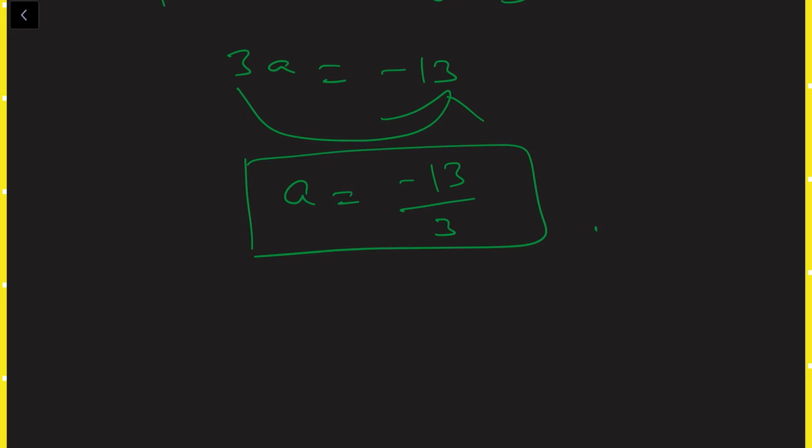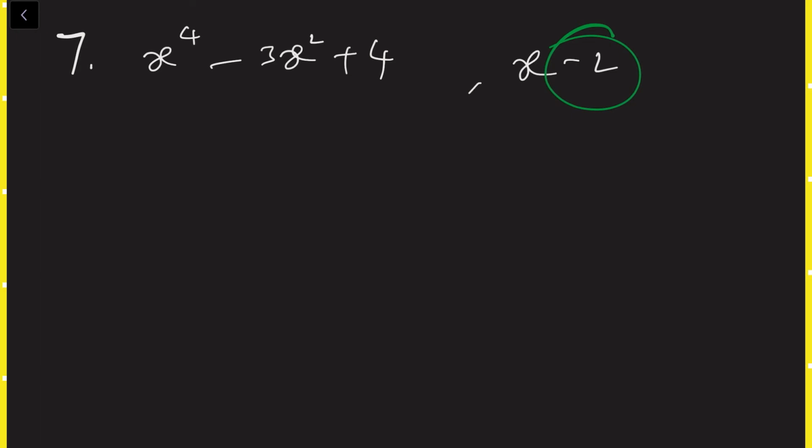Next, let us move to the seventh bit. In the seventh bit, they ask to find the remainder when f of x, that is x power 4 minus 3x square plus 4, is divided by x minus 2, as well as verify the result by the long division method. So only this question is asking for verifying by actual division. So okay, first let us substitute as usual. Here it is x minus 2, so we need to substitute plus 2.